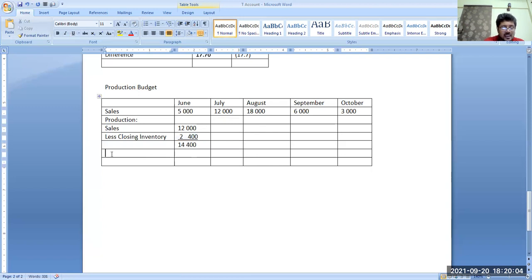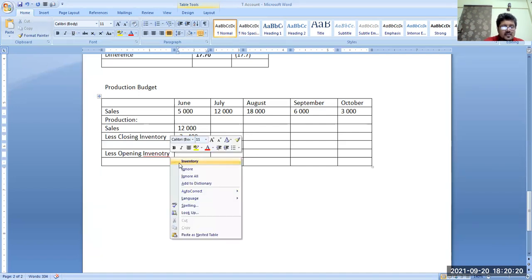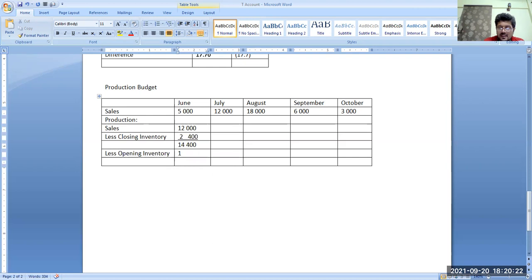14,400 less opening inventory. Opening inventory we have to calculate from June. That is 1,000. And what is the production required? 13,000. Getting my point clear?